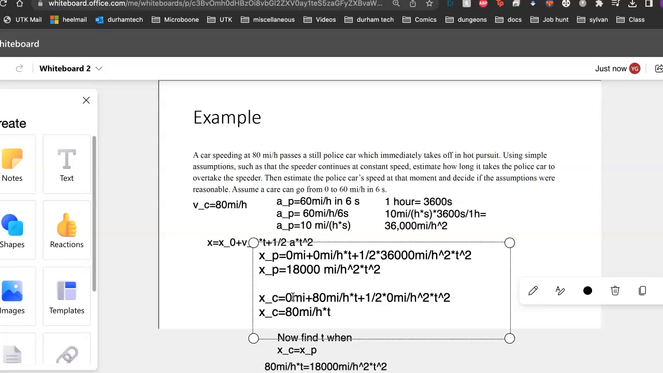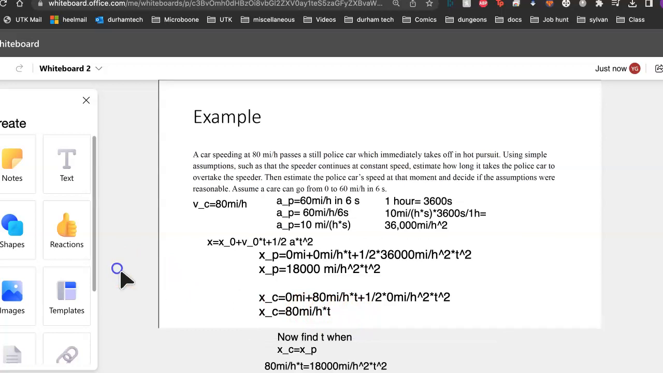So it's also starting at 0 miles, the starting position of the police car, and it's moving at an initial speed of 80 miles per hour, and we multiply that by time, plus 1/2, and it's not accelerating, so acceleration here is 0 miles per hour squared times time squared. Once again, we chuck out the zero terms and arrive at the position of the car with respect to time is 80 miles per hour times time.